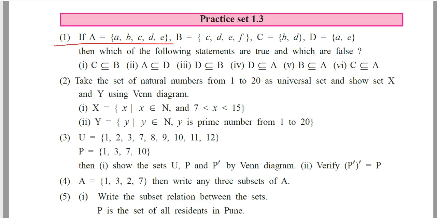The sets are given: A is equal to A, B, C, D, E. B is equal to C, D, E, F. C is equal to B, D. And D is equal to A, E. Then which of the following statements are true and which are false? Now see this first. C is a subset of B. Is C a subset of B? Now see this element in B and the element in C. Now B is not in the set B. Therefore it is false.